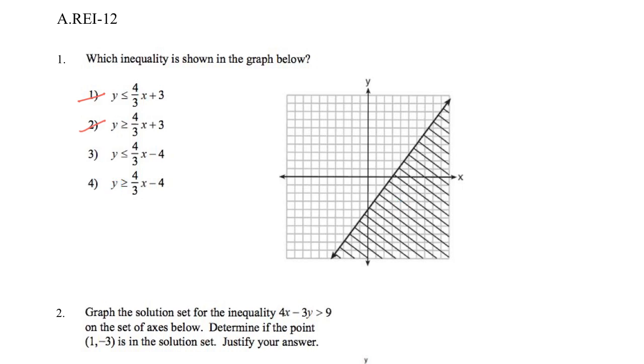I want you to notice that this would sort of be above. If you looked at this almost like a hill, this would be above the hill and this would be below the hill. So we're looking at shading below. In this case, choice 3 is the correct answer because we're shaded below.